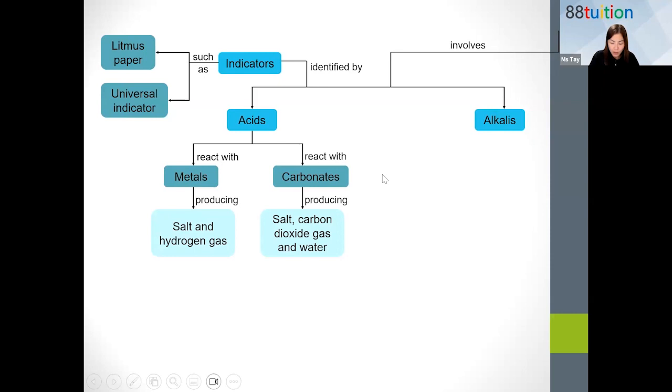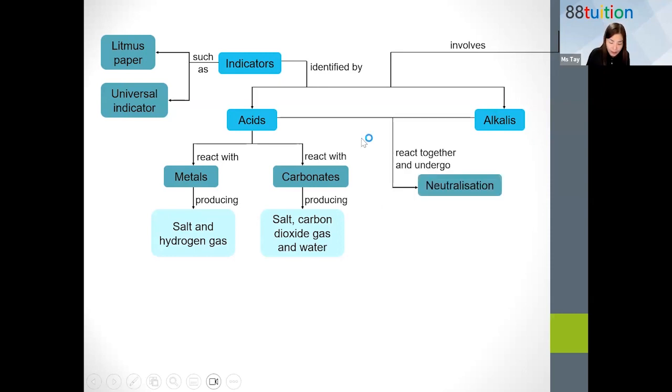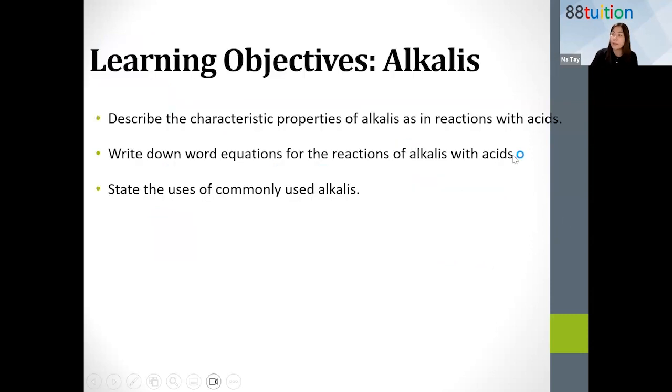So last week, we actually wrote a lot of word equations. Then lastly, acids react with alkalis. They undergo this reaction called neutralization. And in neutralization, the products will be salt and water. So if you recall, this is actually what we have covered for last lesson. Today, we are going to talk about alkalis as well as indicators.